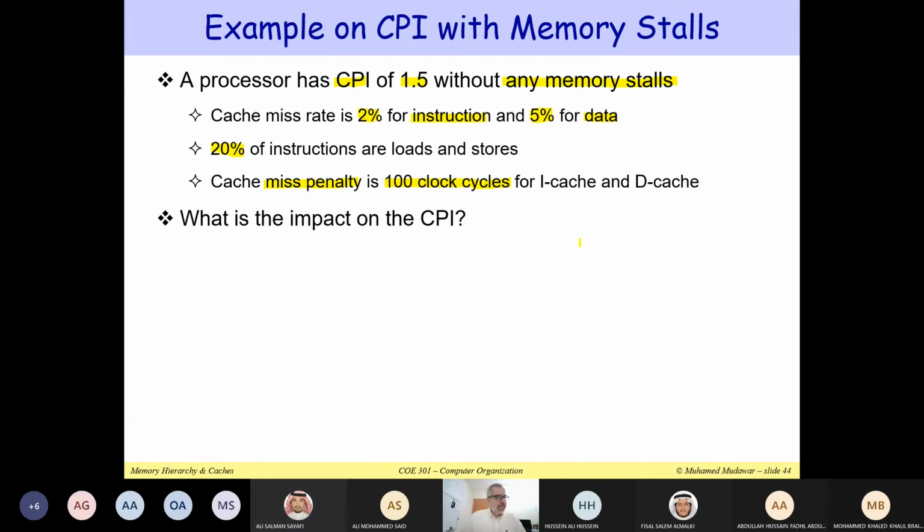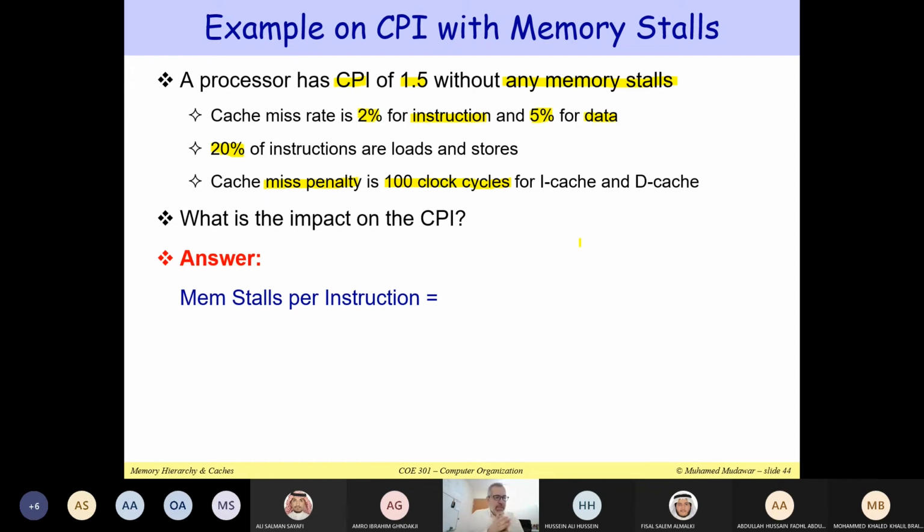What shall we do? 1.5 plus the stall cycles for instruction. Yeah, so what we need to do is first calculate the combined misses per instruction, and then we have to add to it. We actually multiply. You remember? So let us calculate the memory stall cycles per instruction first. And then we add it to the base CPI, and this will give me the new CPI in the presence of cache misses.